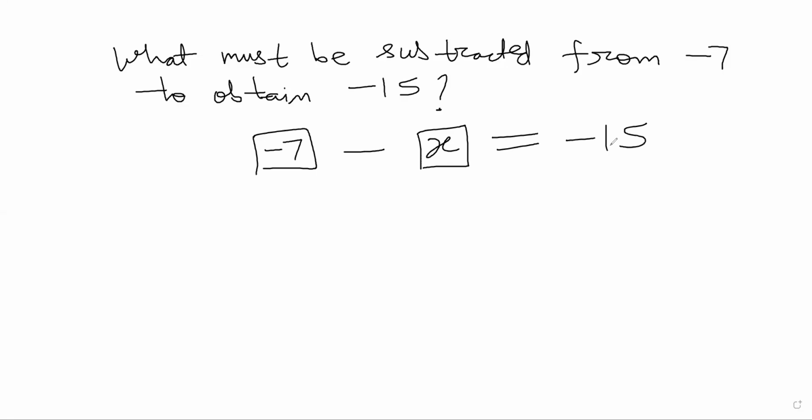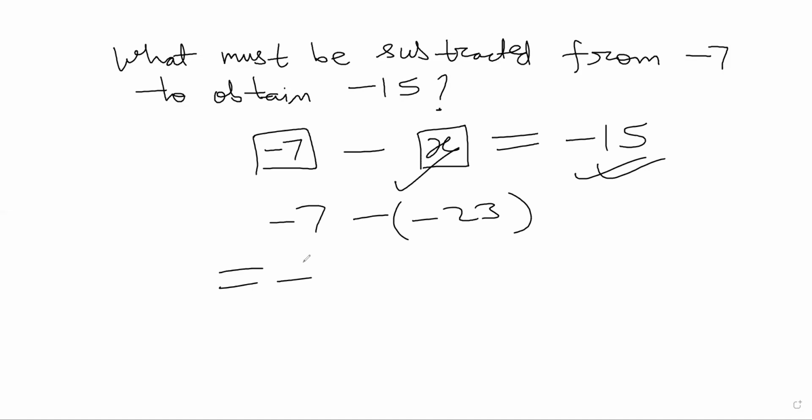Sir, I am getting the answer as -23. Put it here and check, is your answer resulting in -15? If you are keeping -23 here, and here it is minus, and here it is -7, then what will it come out to be? -7 minus minus is plus, because this is the kind of multiplication here. Is that understood? Yes, sir.